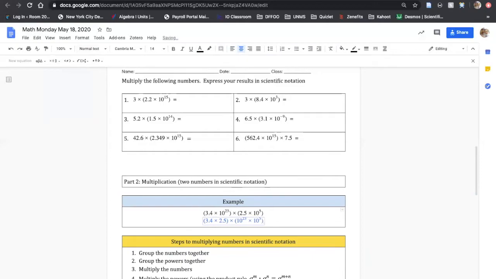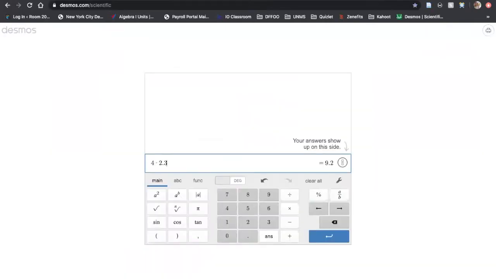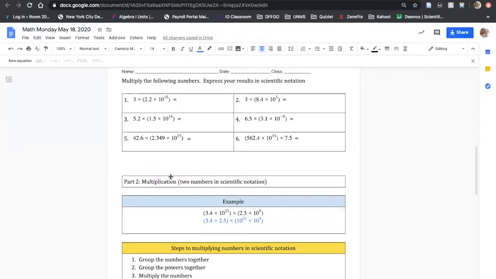Right now, I'm going to proceed. Step 3 says multiply the numbers. So let's multiply these first two things together, see what I get. 3.4 times 2.5 gives me 8.5. So now I've got 8.5 multiplied by, I'm going to have to multiply these guys together, right?